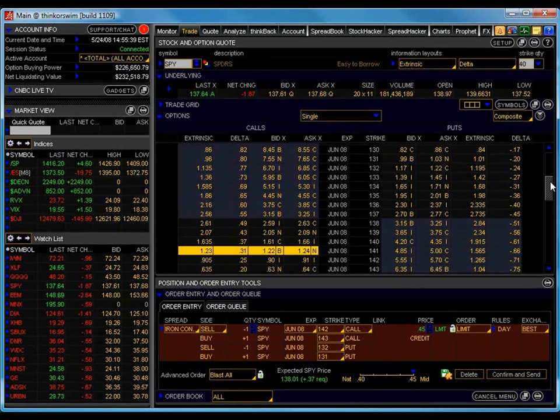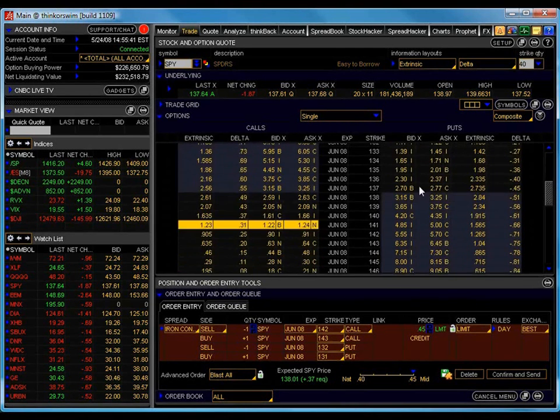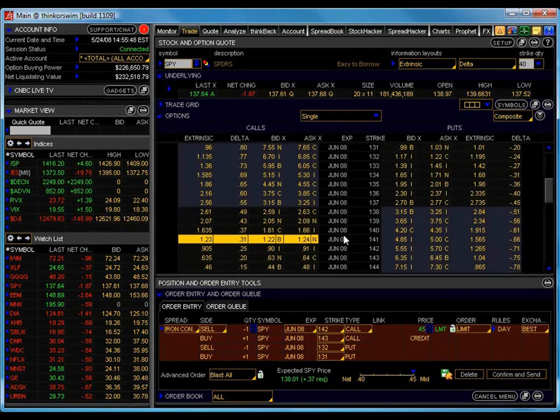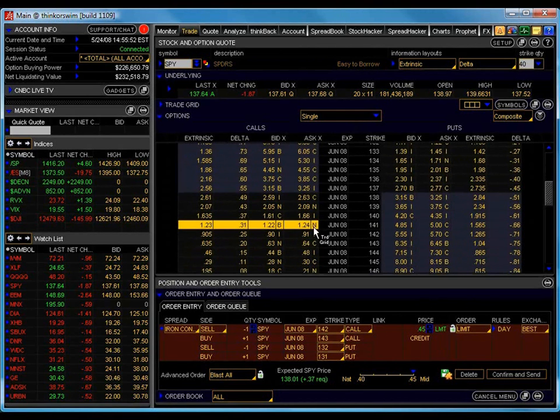Why would you want to? How did you pick those, Dave? How did you determine which options to sell and which ones to buy? How did you determine where to place your iron condor? Well, generally what we want to do is have a good probability that the iron condor will be profitable. In order for us to do that, we have to take a look at each individual side of the vertical spread.